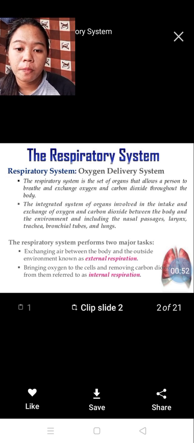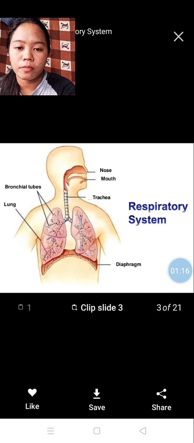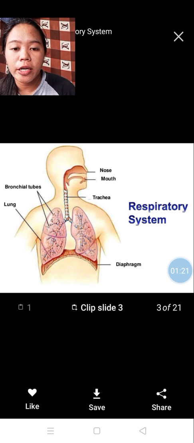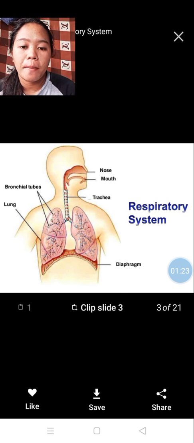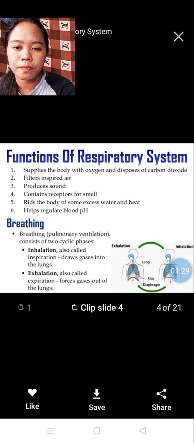The respiratory system performs two major tasks. The first one is exchanging air between the body and the outside environment, known as external respiration. The second one is bringing oxygen to the cells and removing carbon dioxide from them, referred to as internal respiration. So we have here the diagram of the respiratory system and the organs. We have here the nose, mouth, trachea, bronchial tubes, lungs, and our diaphragm.